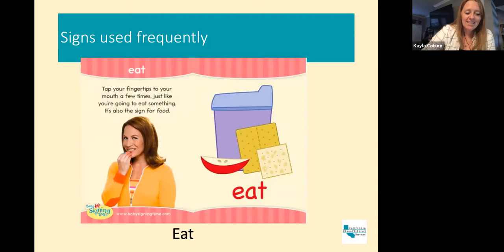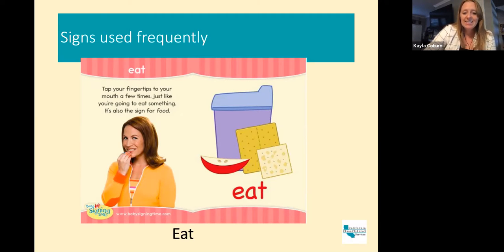Eat. This is Signing Time. Probably one of my favorite ways for children to learn sign language. This lady has a bunch of songs and resources, even on YouTube. She has some songs that are just so fun to watch and listen to. So, Signing Time, great resource. But again, I put the website on the handout.